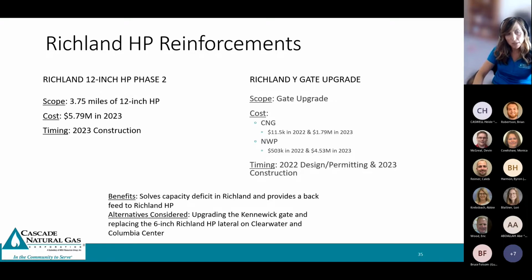And I'll give a little more background on the Richland high pressure system. Our Richland high pressure system is fed from our Kennewick gate and our Southridge gate. So it's a pretty long stretch of pipeline that runs all the way up to North Richland. Where this Richland Y is going to interconnect is near the river, and it's almost in the middle of that pipeline. So it'll be a new source in the middle of the pipeline to help meet demands in Richland.